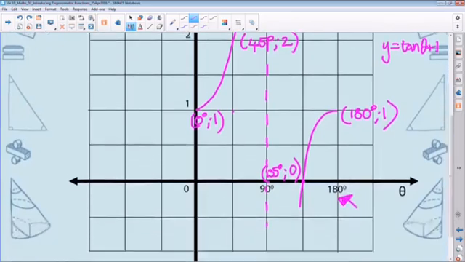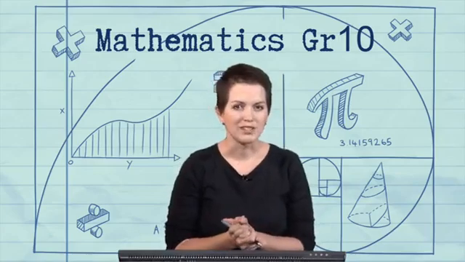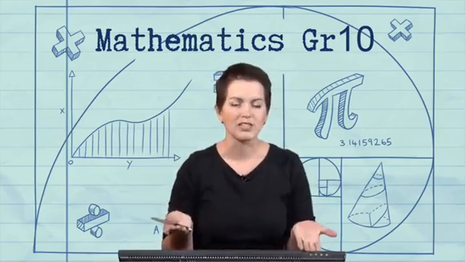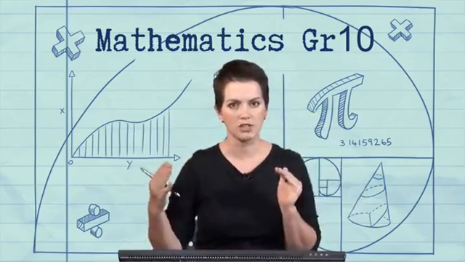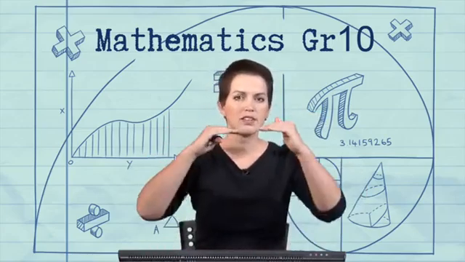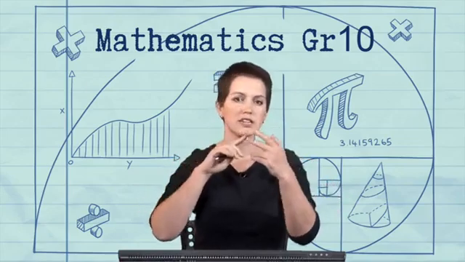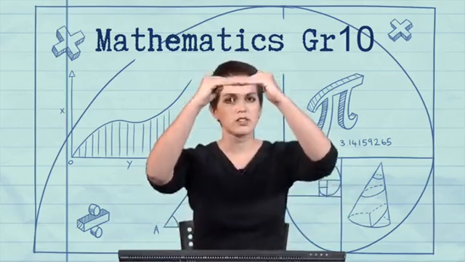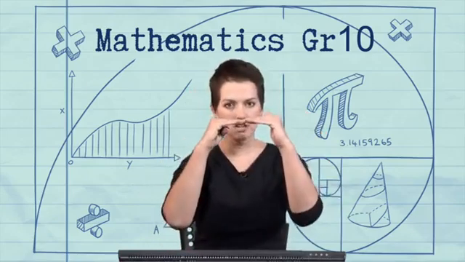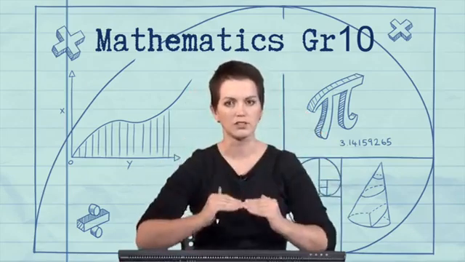Okay, grade 10s, that wasn't so bad, was it? And you can see how easy it is. You just take your parent function and then you make a change to it. So if you're adding 1, then your parent function, whether it's sine, cosine, or tangent, moves up 1 unit. If you're subtracting 3, then your parent function is going to move down 3 units.